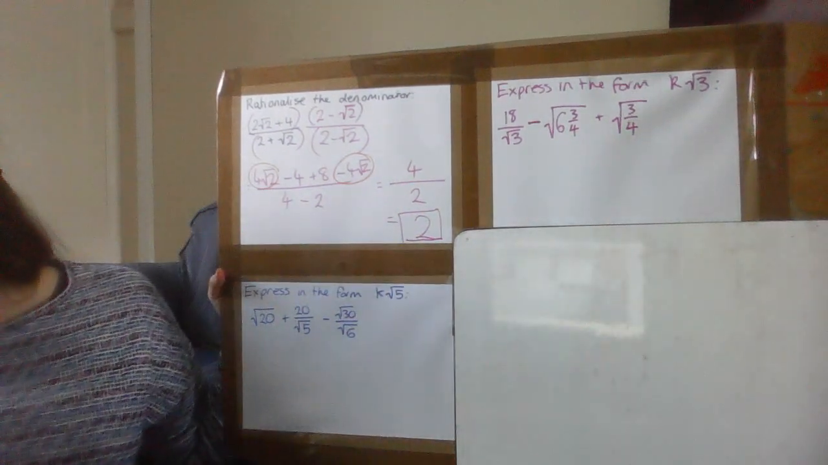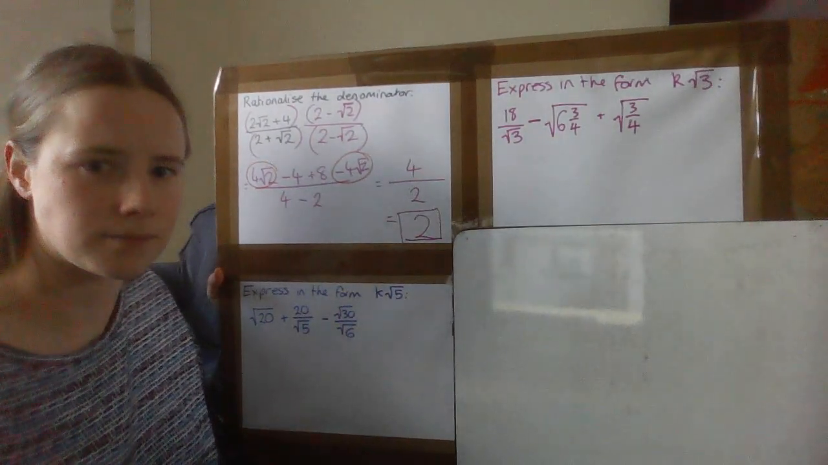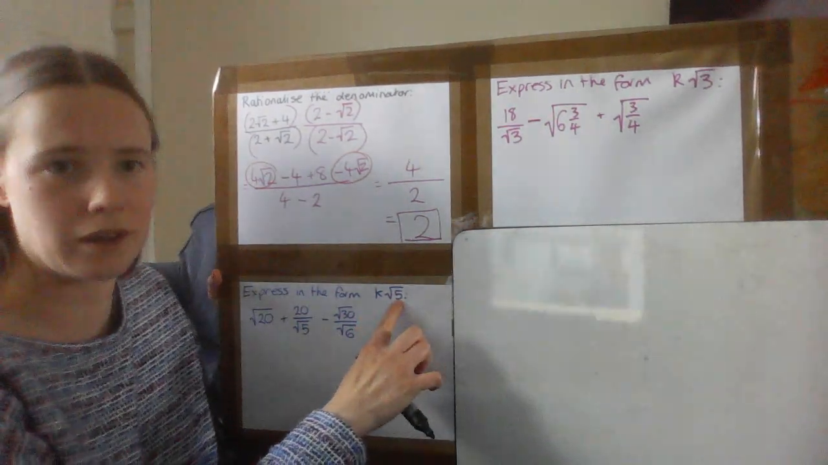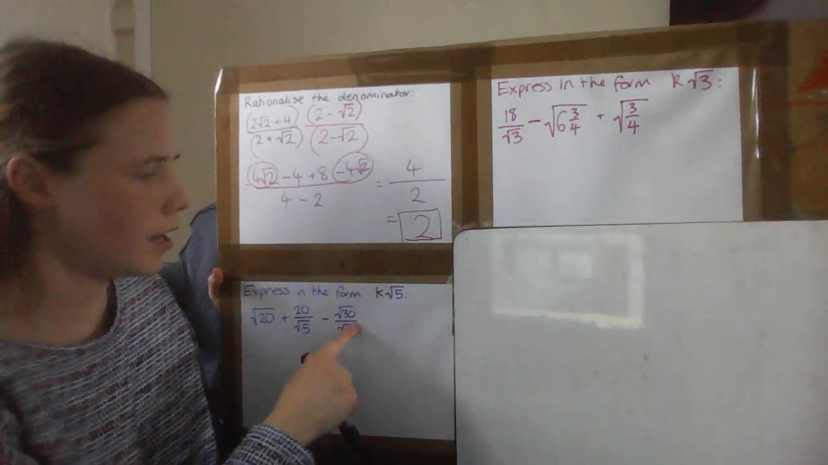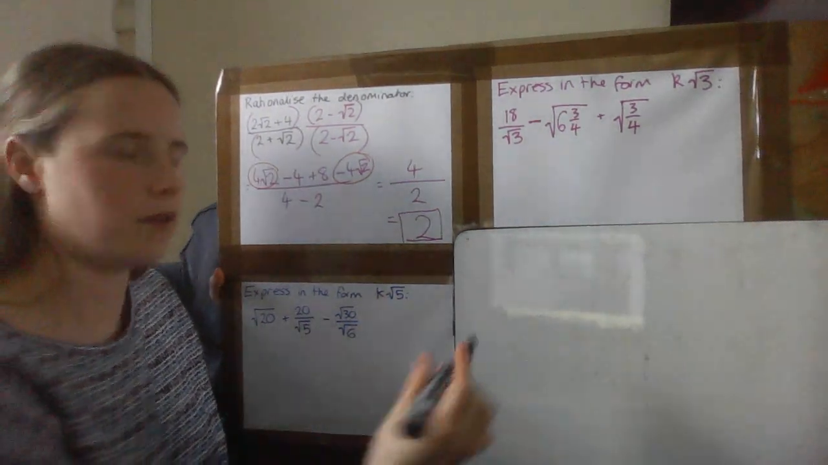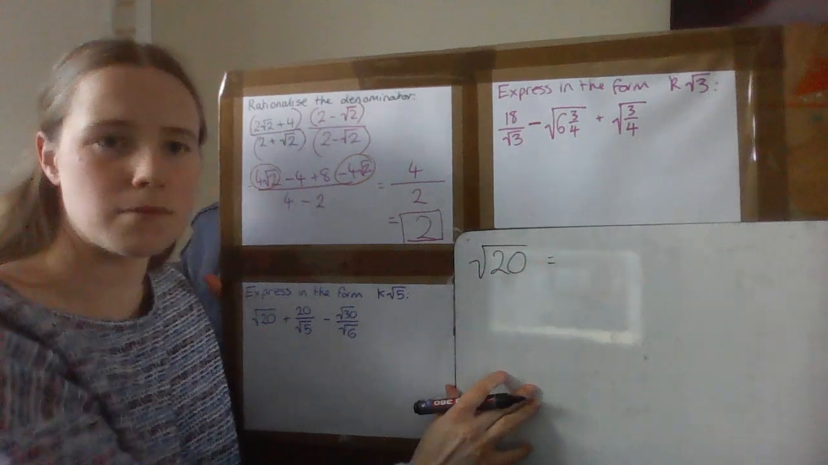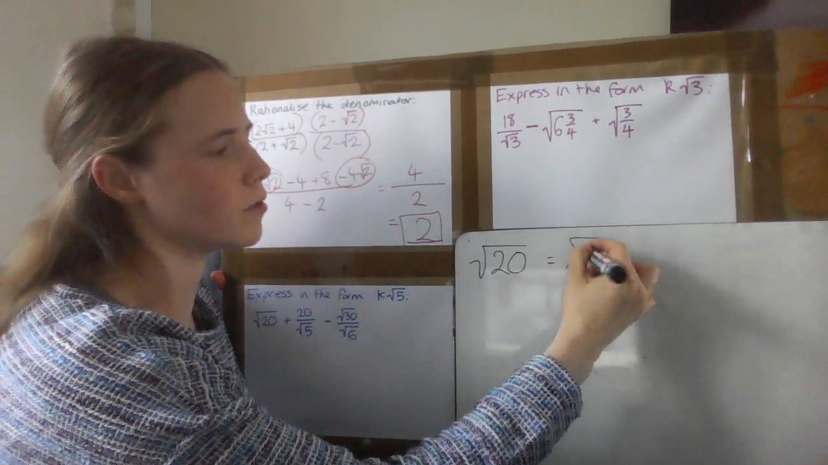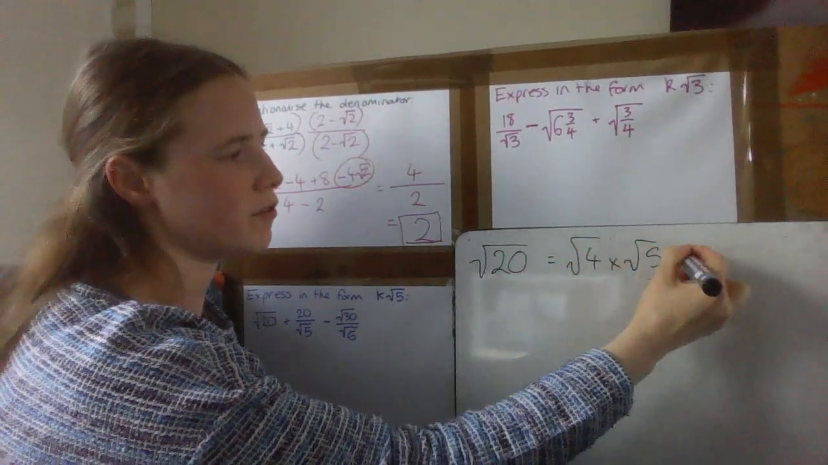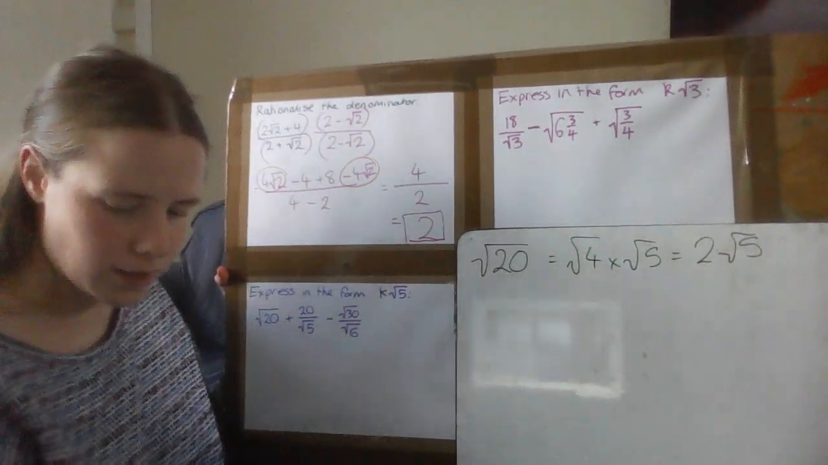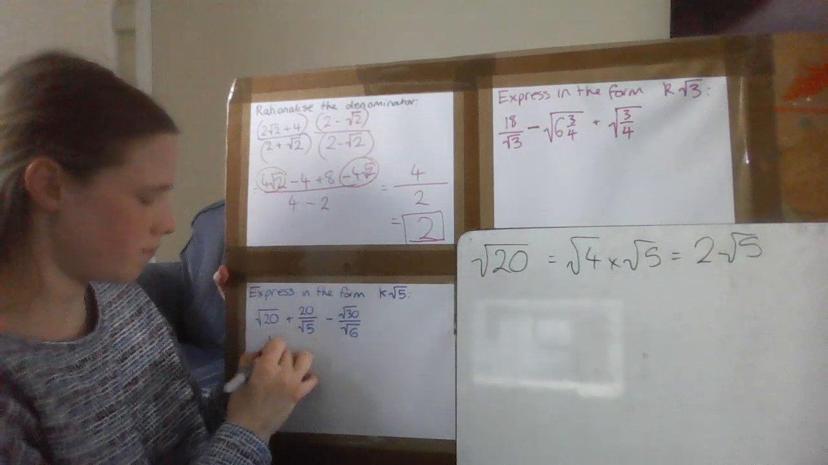So I'm going to start by doing the root 20. Because I've been told in the question that I'm aiming for k root 5, I'm hoping that each part is going to have a root 5 in it. So that kind of acts as a little bit of a hint to help me. Now, if I simplify root 20, I can break that into root 4 times root 5, which is 2 root 5. So the first bit, root 20, goes to 2 root 5.